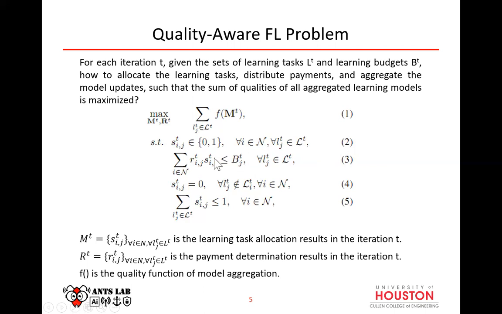Constraint 3 represents that for each learning task, the sum of payments should not exceed the learning budget provided by the task publisher. And constraint 4 means that each node can only be assigned a learning task that it can participate in. Constraint 5 means that the system limits each node to participate in at most one learning task in every iteration.